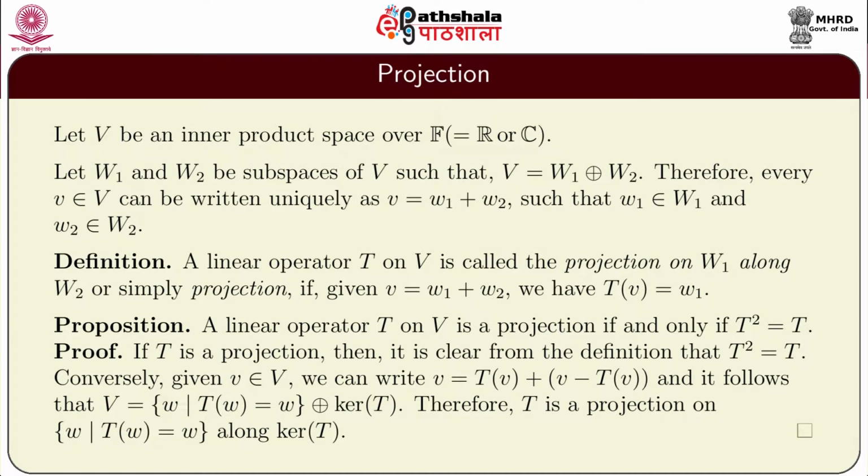We now define the projection operator as a linear operator T on V, and it is called a projection on W1 along W2 if, given v equal to w1 plus w2, we define T of v equal to w1. We often call such operators just projections, and we hide W1 and W2 when it is clearly understood.